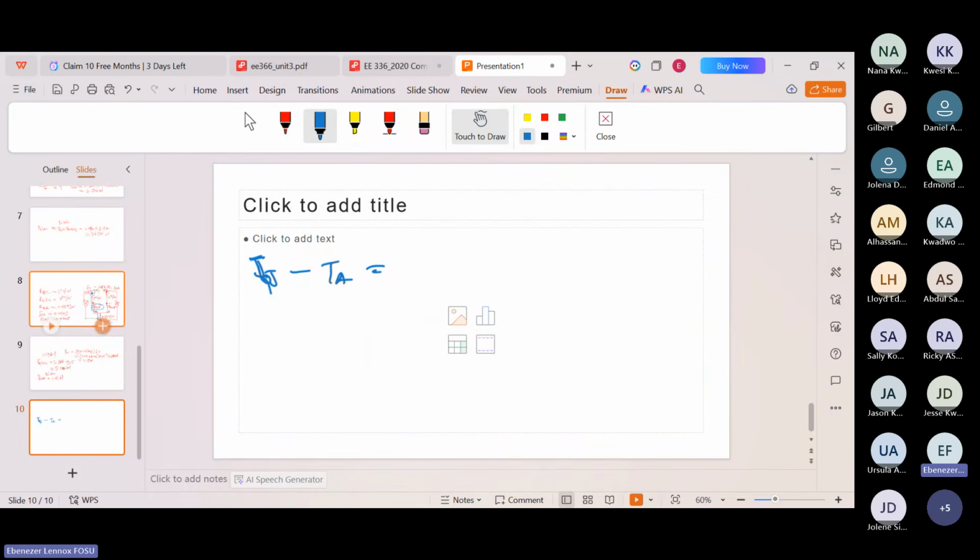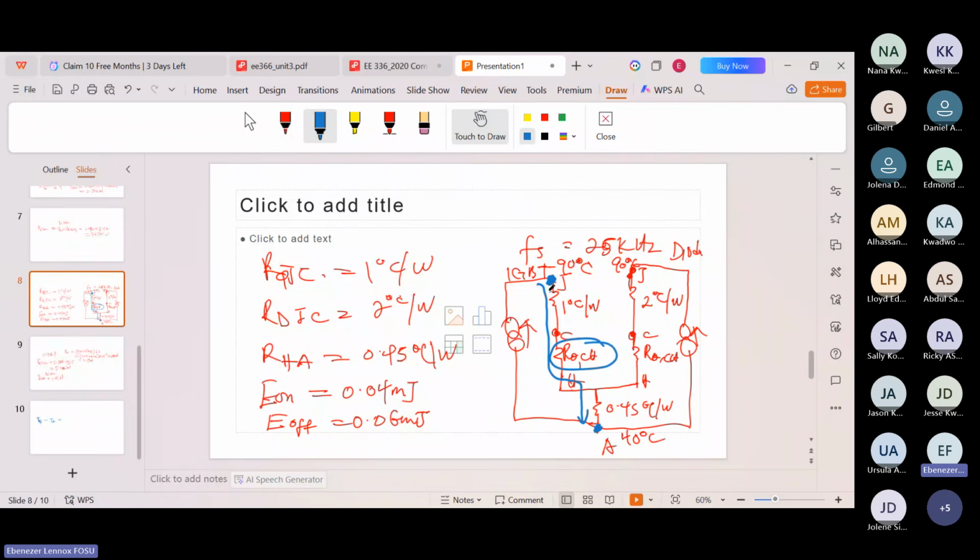So let's go back to here. You realize that the power that is flowing through, can you see the cursor? Can you see my cursor?